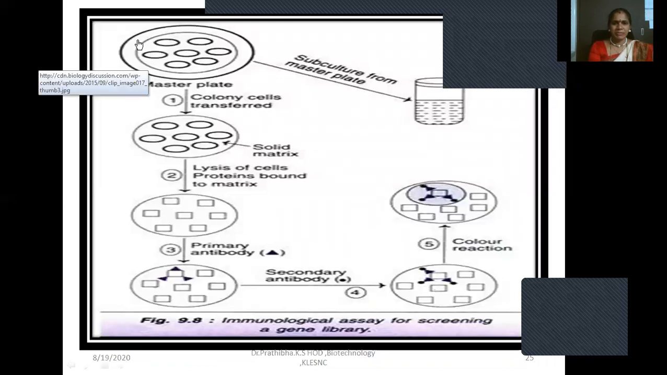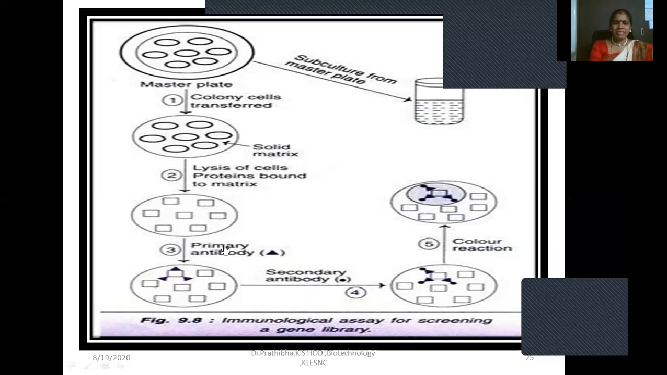Here you can see the diagrammatic representation. This is the master plate. From this, colony cells are transferred to a nylon membrane or nitrocellulose membrane as the solid matrix by using the wooden block. We are going to get the exact replica here. Then further lysis of cells will be done. Once the cells are lysed, proteins are bound to the matrix. Here you can see the cell colonies.